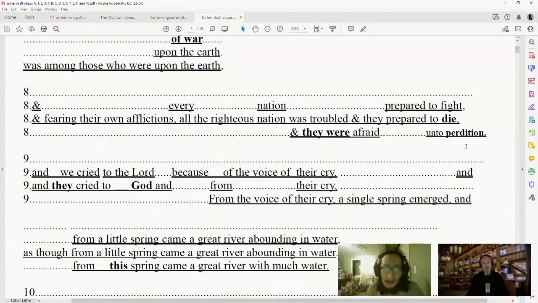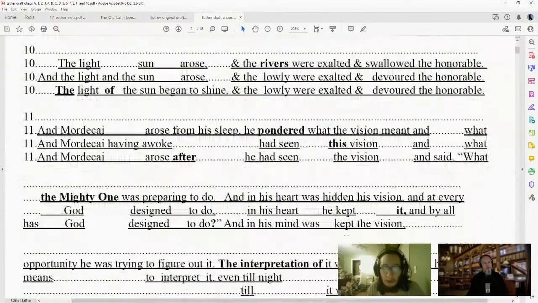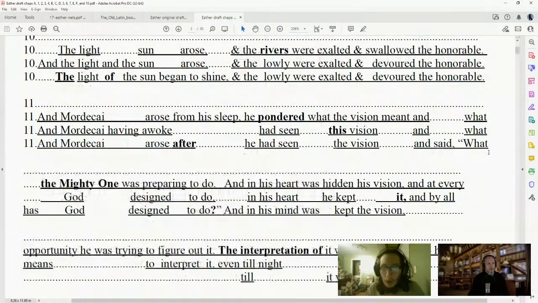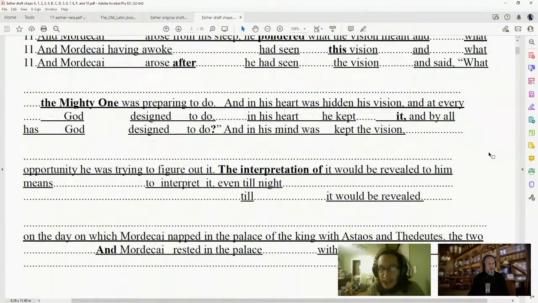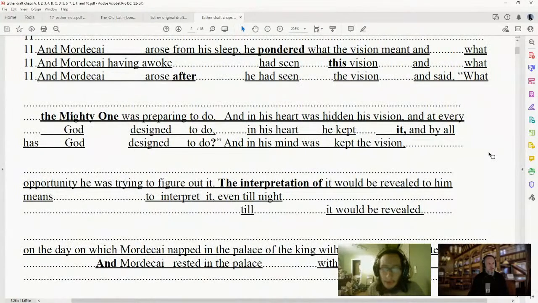And then we have in verse 10, the rivers. The Alpha text says rivers, whereas the other two versions say lowly. So that's a bit of a difference in interpretation there. Now let's see here. I'm going to skip some of this because most of these differences are not significant. But at the bottom of verse 11, we're going to see the names of the chamberlains.